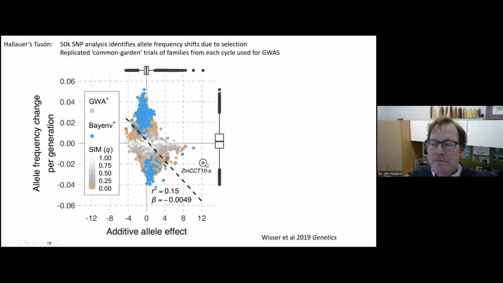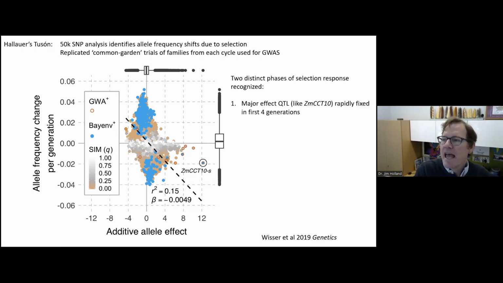This chromosome 10 major gene there pops out, again, as having the biggest effect in this study. Now, its allele frequency change is not so big, and that's because it started at relatively low frequency, and within probably 3 or 4 generations was completely fixed. So all the highly sensitive variants, because they're big effect, got flushed out almost immediately. That was sort of the first phase of the selection process. You can see there are major gene effects that are like, boom, they're gone from selection.